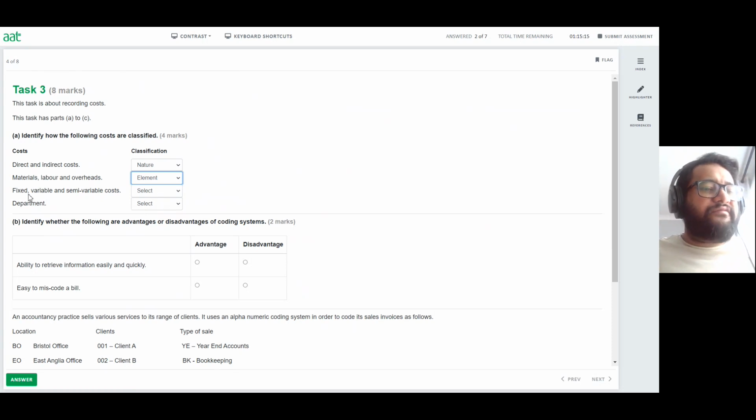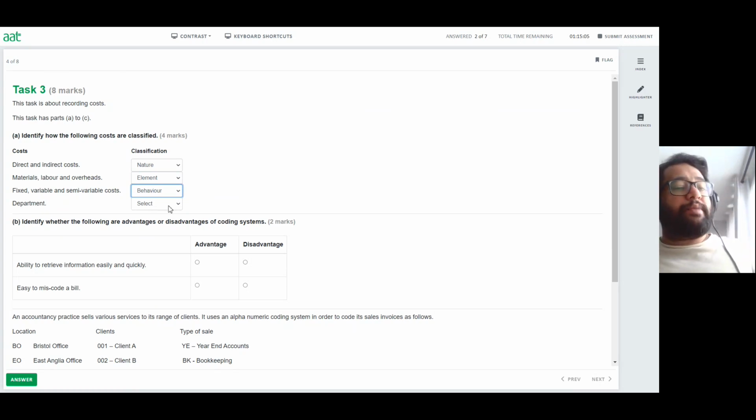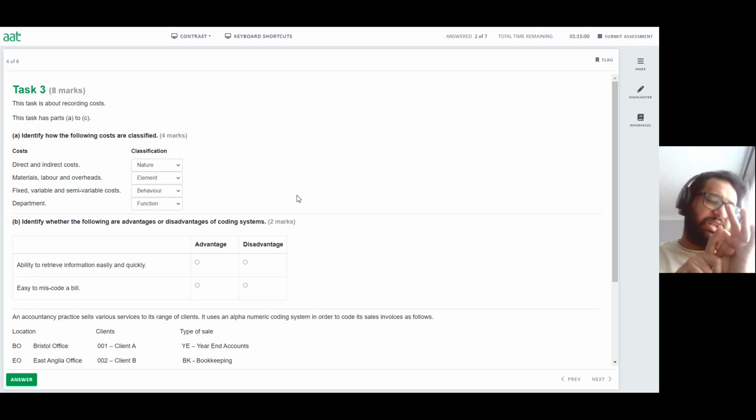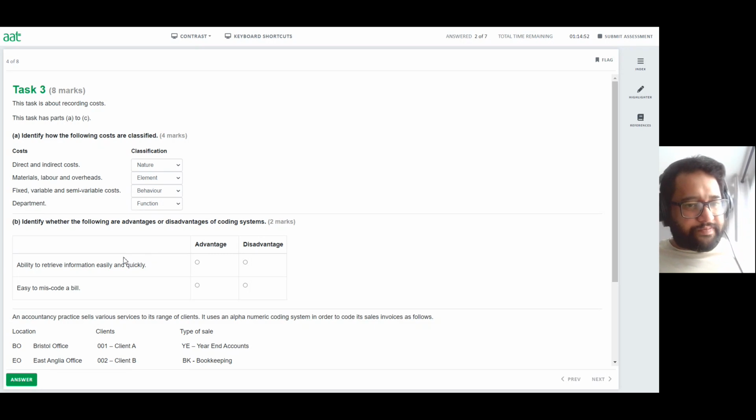The next one is fixed, variable, semi-variable cost. We already talked about that before. It's a behavior: a fixed behavior, a variable behavior, and a semi-variable behavior. Department is going to be by their function, like production department, sales department, finance department, admin department. They all will be different to each other.